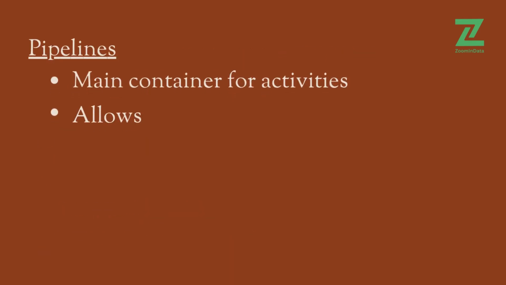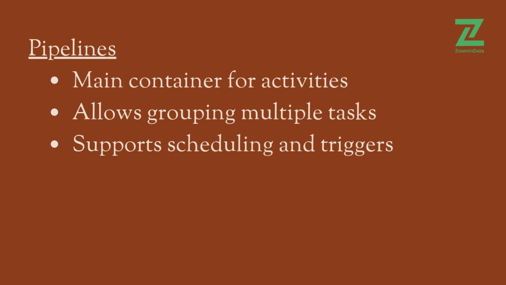A pipeline is like a workflow container. It groups multiple activities that need to run together. For example, you might have one pipeline that extracts data from a database, transforms it, and loads it into a data warehouse. Pipelines also allow you to set triggers and schedules, so your tasks run automatically at specific times or in response to events.